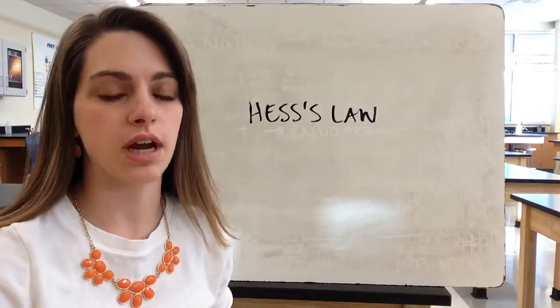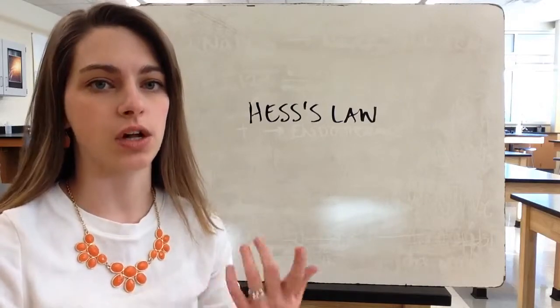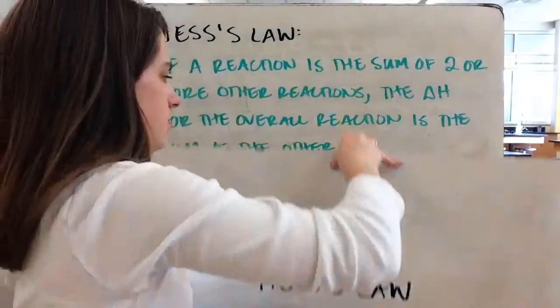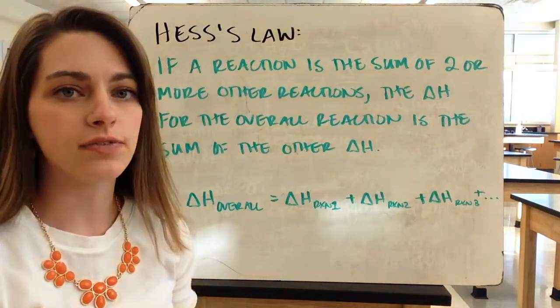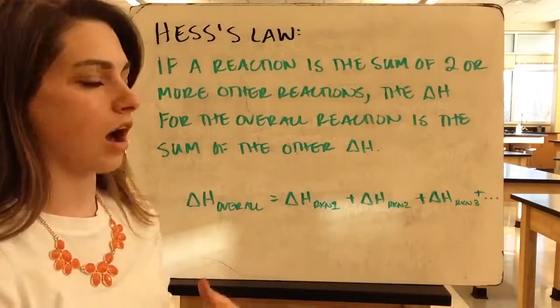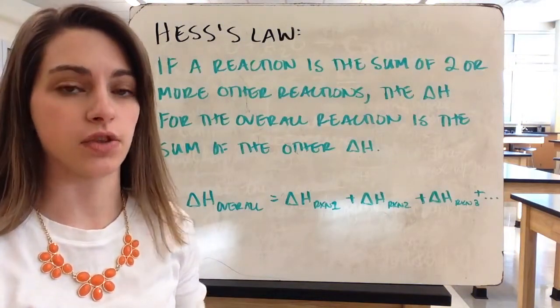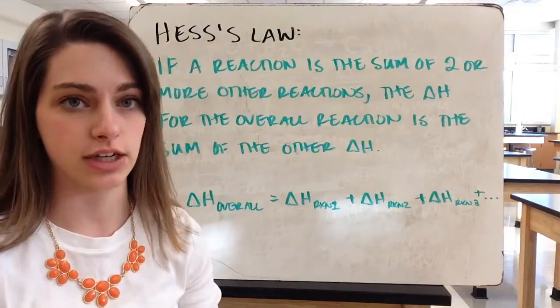So now that we know a little bit about chemical energy and what we call enthalpy, we're going to look at something called Hess's law. Hess's law states that if a reaction is the sum of two or more other reactions, the delta H, or the change in enthalpy, for the overall reaction is the sum of the other delta H's.